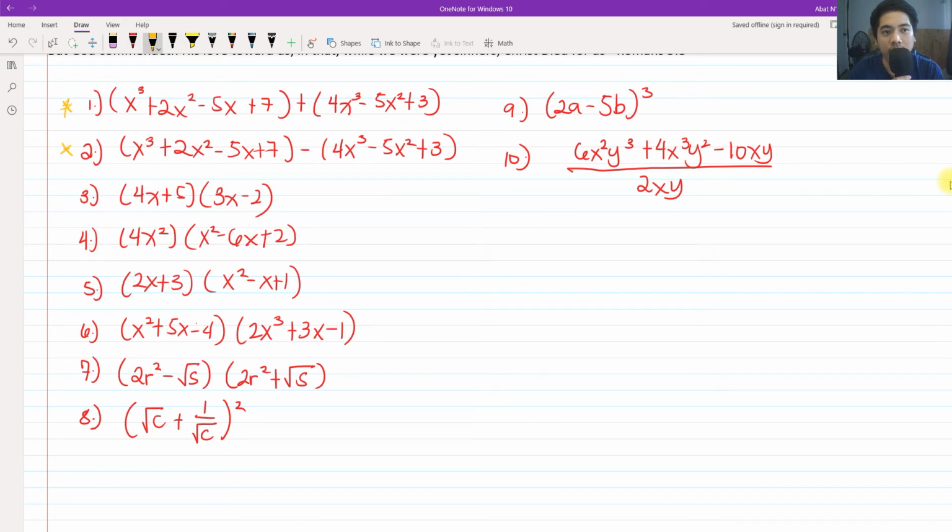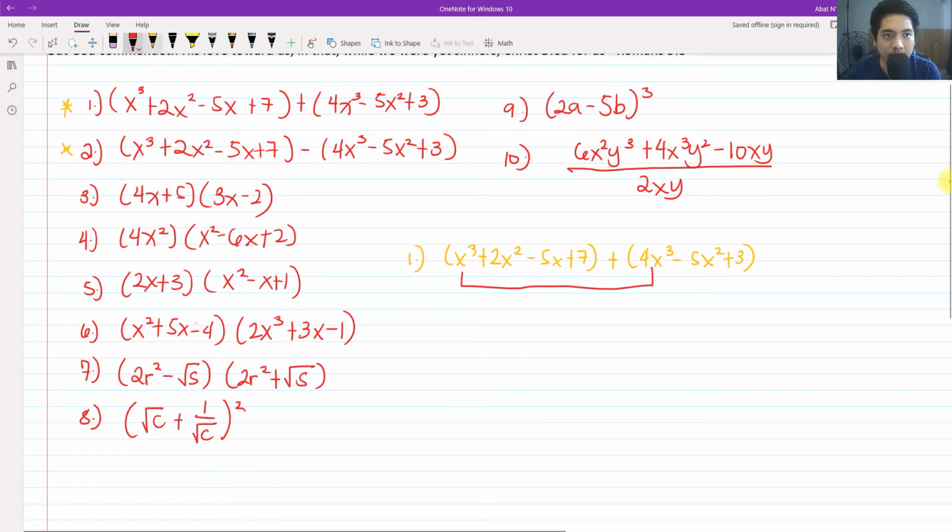So for number 1 and 2 we have addition and subtraction. For addition and subtraction, we must take note that in order for us to add or subtract terms of the polynomial, those terms should have the same degree in order for you to simplify. For example, for number 1, we have x cubed plus 2x squared minus 5x plus 7, and then it's to be added to another polynomial, which is 4x cubed minus 5x squared plus 3. So we can only add those terms which have the same degrees.